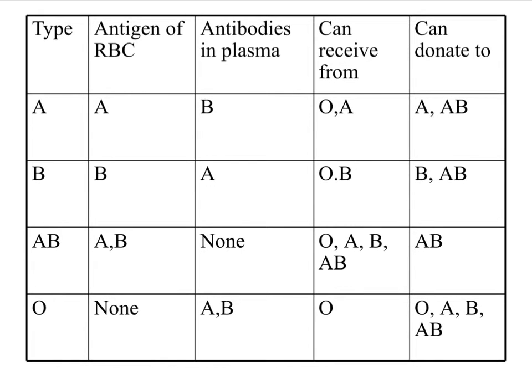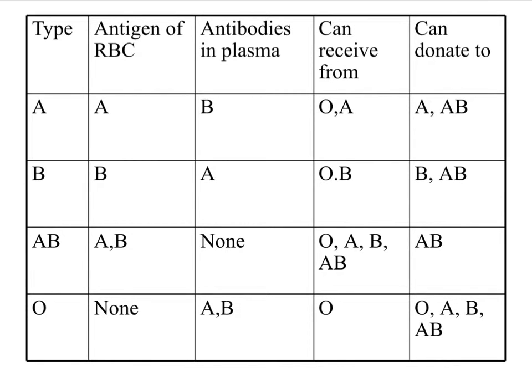So for blood type A, they have A antigens, they have B antibodies, and you have this chart. We just drew it, so it's the same kind of thing, but it explains it a little bit more. Blood type A can receive from blood type O and blood type A. If you notice, all blood types can receive blood type O. Blood type A can only donate to blood type A and AB.